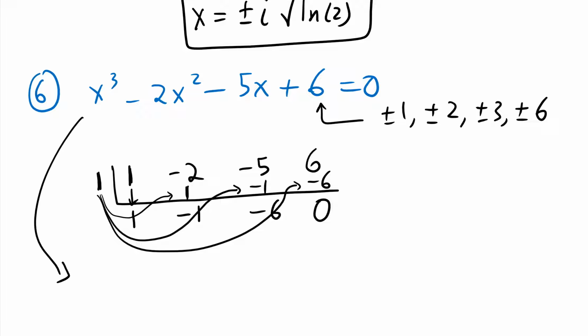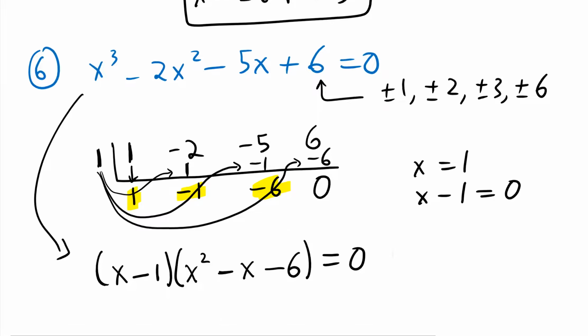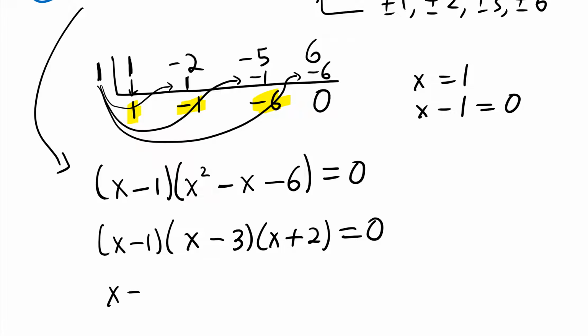So x equals 1 works, so x minus 1 is a factor. And what is left in there? It depends on these coefficients, the ones that I'm highlighting. Those give me 1x squared minus 1x minus 6. Then I can factor this one even further: x minus 3, x plus 2. And to finish solving this, you get x equals 1, positive 3, and negative 2.